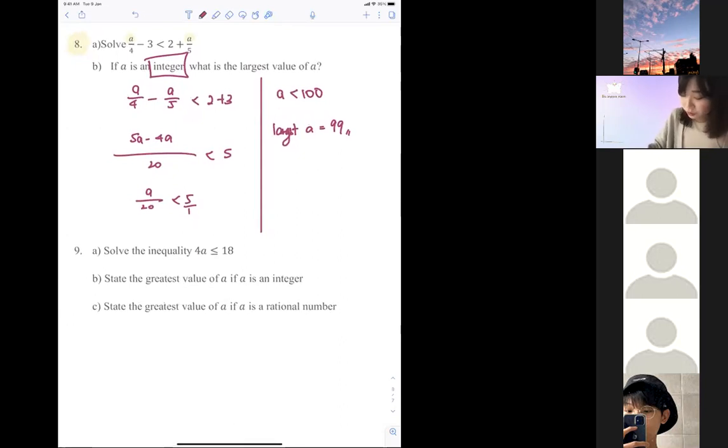Can I let you try the next one? Integer means a whole number. Rational number means it can be a fraction. Example, pi, that's why it's in terms of pi. Things that cannot be formed into a fraction, we call irrational numbers. So can you try question 9 and take a picture and send me?